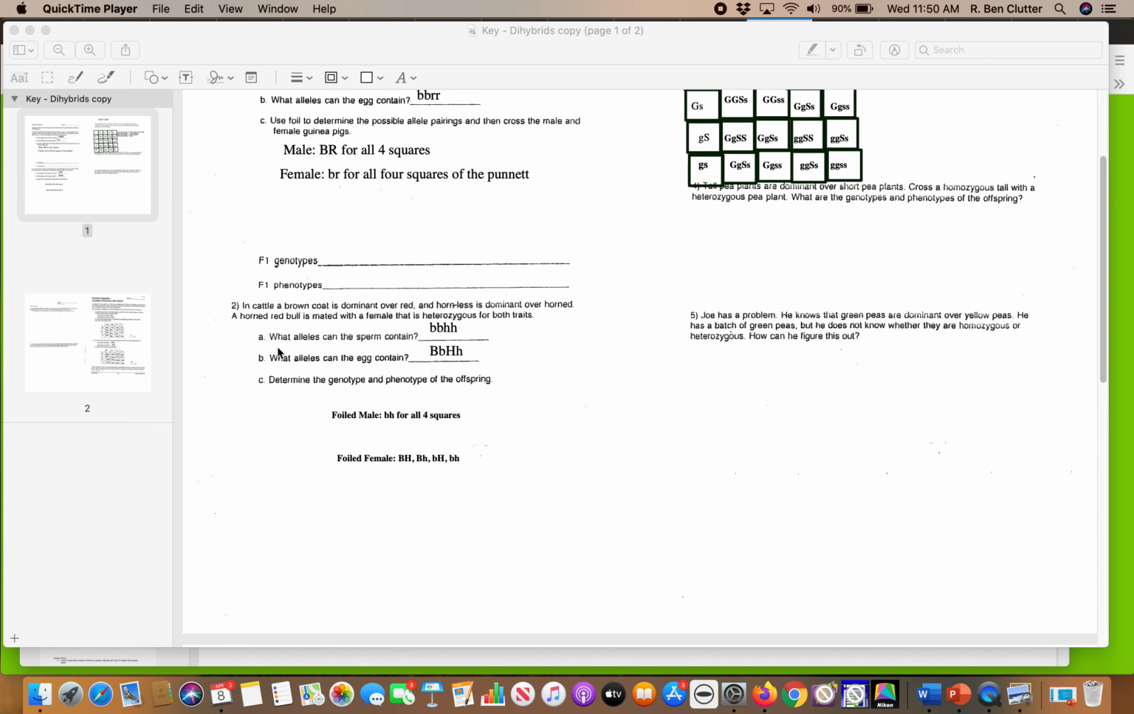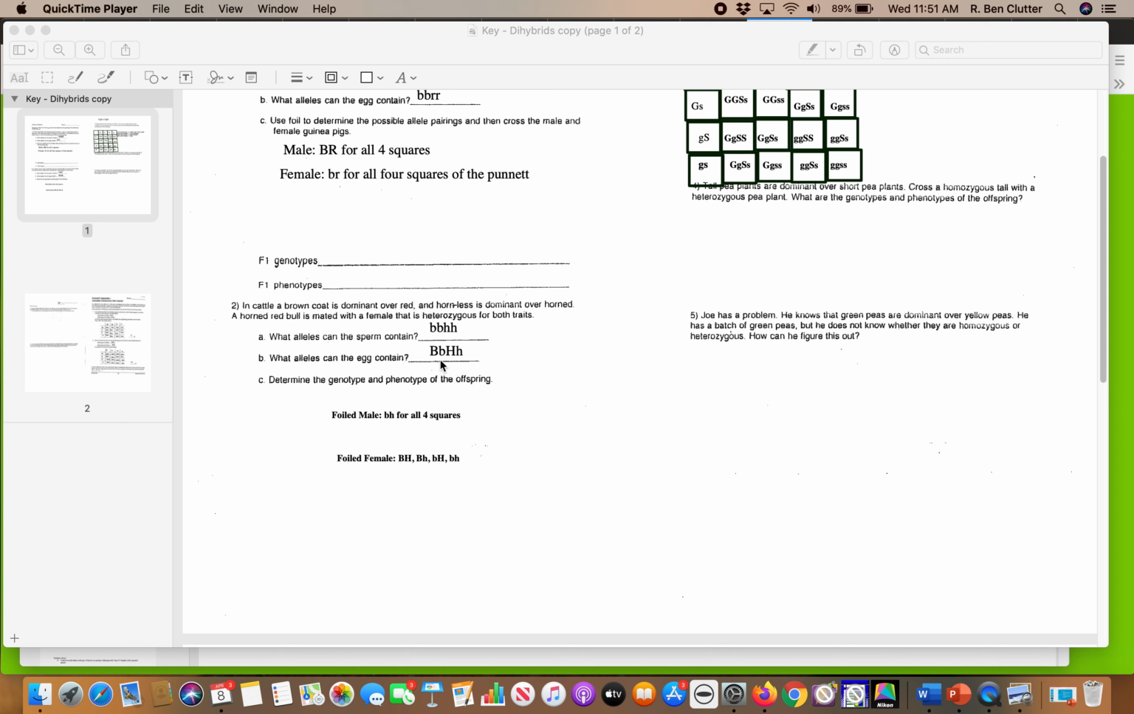All right, in cattle, a brown coat is dominant over red, and hornless is dominant over horned. A horned red bull, so horned tells you it's recessive, so lowercase h, and red is also recessive, so lowercase b, is crossed with a female that's heterozygous for both traits. So when you FOIL it for the male, it's going to be lowercase b, lowercase h for all four squares.